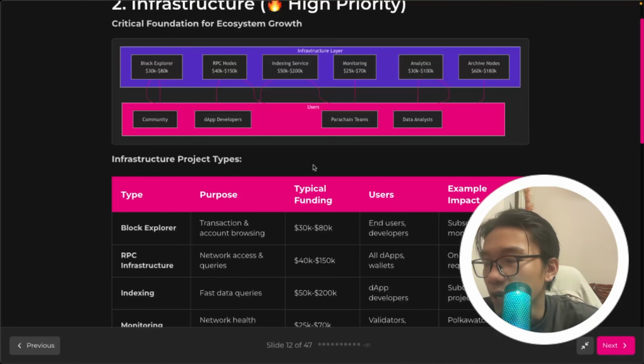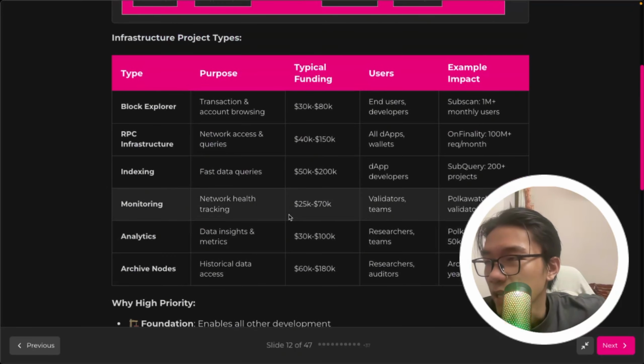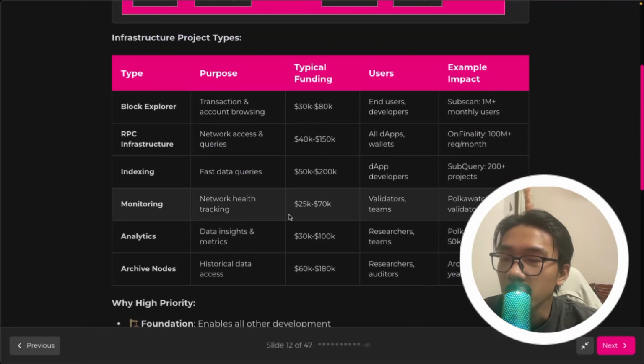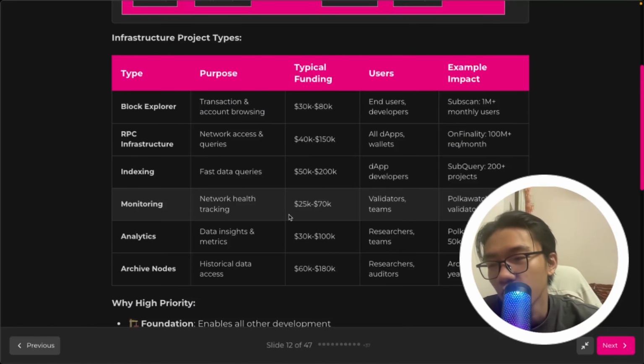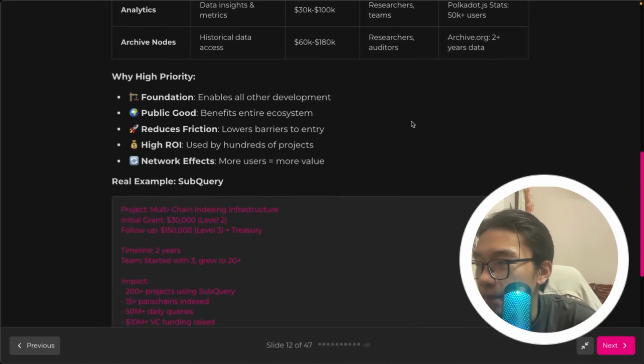For infrastructure project types, let's say the block explorer. The purpose is transaction and account browsing, and the typical funding is around $30,000 to $80,000. It empowers end users and developers. For example, Subscan, which has around 1 million monthly users. For RPC infrastructure, indexing, monitoring, we have Polkadot, or for analytics, we have Polkadot.js stats. For archive nodes, we have archive.org.